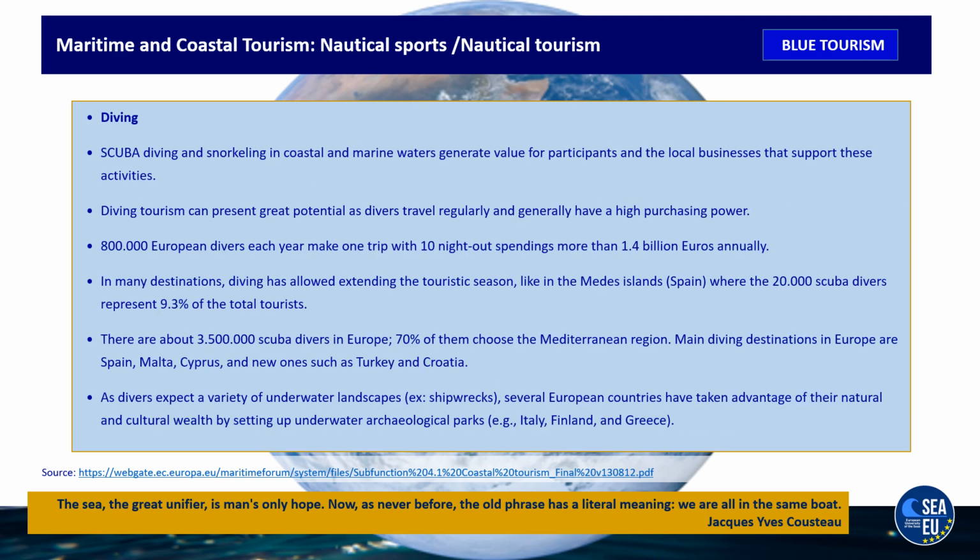Diving tourism can present great potential as divers travel regularly and generally have a high purchasing power. 800,000 European divers each year make one trip with 10 nights out spending more than 1.4 billion euros annually. In many destinations, diving has allowed extending the touristic season, like in Spain, where the 20,000 scuba divers represent 9.3% of the total tourists.